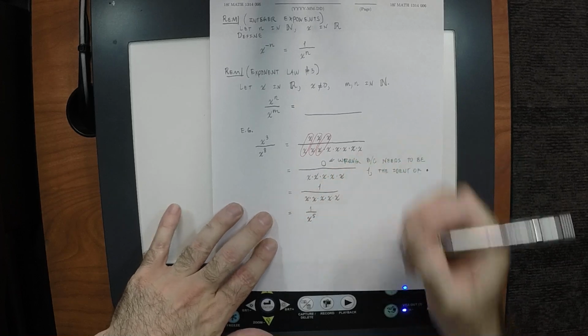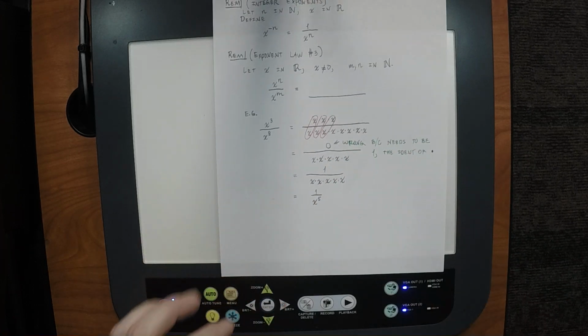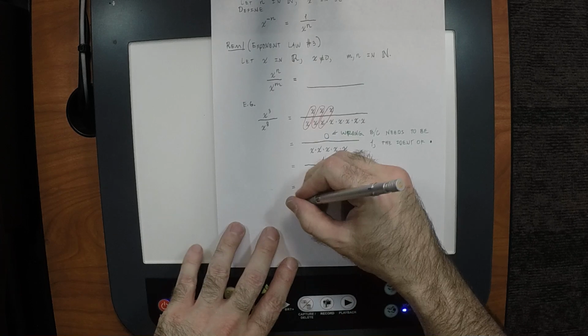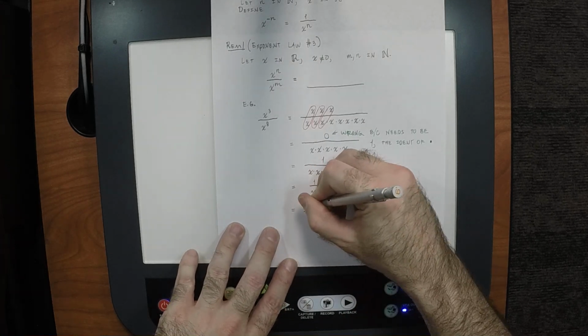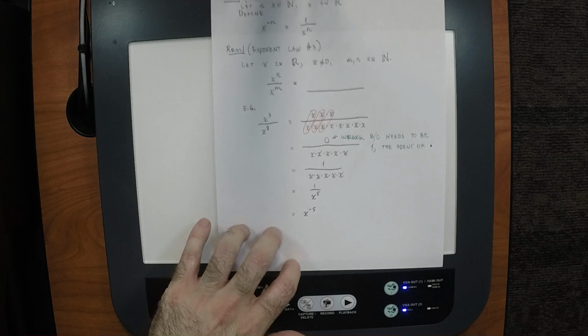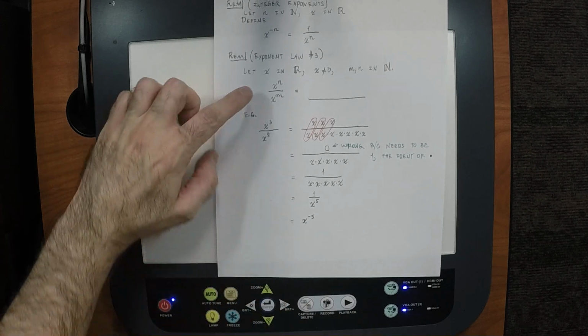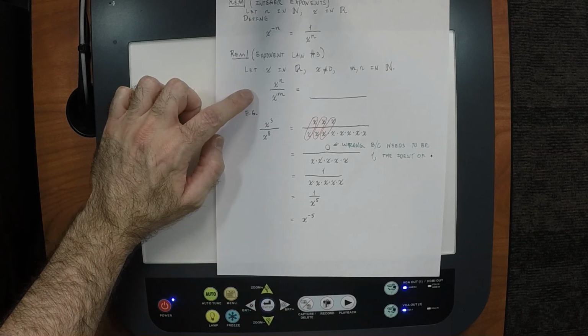But then, if it said write this in such a way that it's not a fraction, then how can we write it? Very good. x to negative 5. Now, would anyone care to speculate what the real formula is? n minus m.